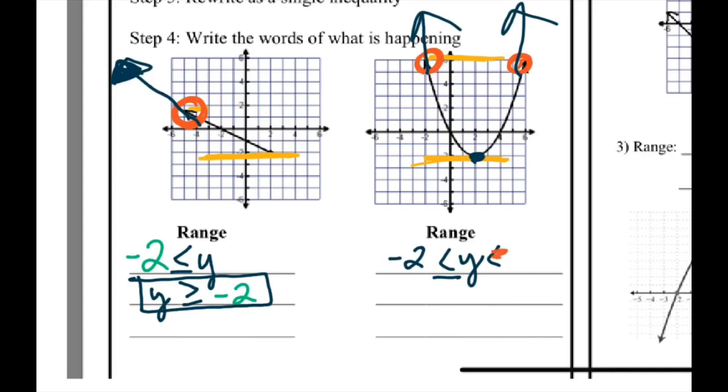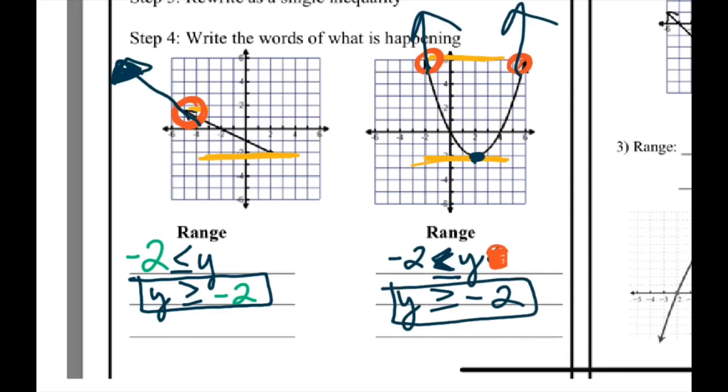So in this one, I don't need this symbol because there was no restriction at the top. It went up forever and ever and ever. So this is the correct answer. However, we're going to rewrite it so it makes sense. I have a y. I have a -2. This symbol is facing towards the -2, so I need to make sure it's going in the same way.